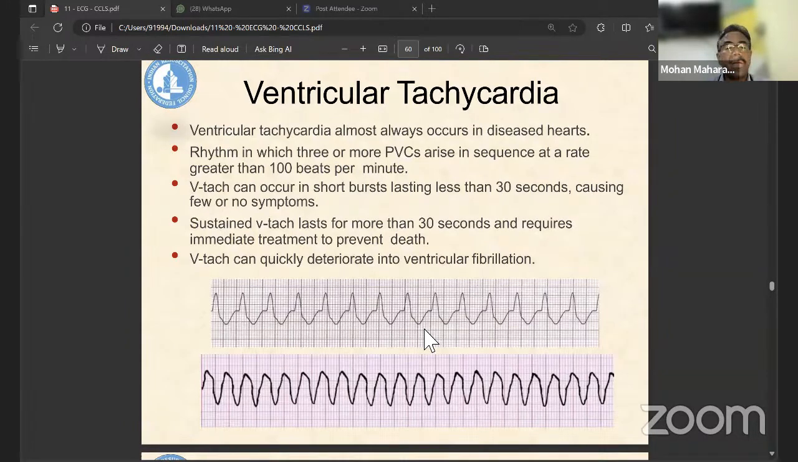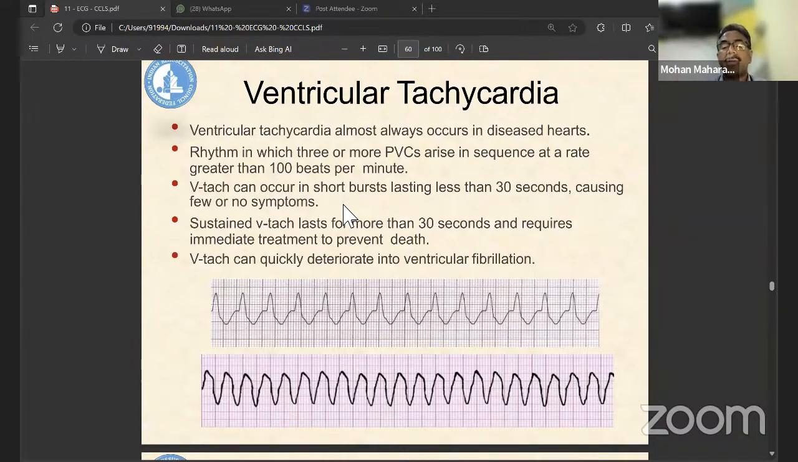It is the easiest thing to identify, and almost always occurs in diseased hearts. It is a rhythm in which 3 or more PVCs arise in sequence. Three or more, please remember, and the rate is greater than 100 per minute. Ventricular tachycardia, which we call VTAC, can occur in short bursts lasting less than 30 seconds, that is less than half a minute, causing few or no symptoms.